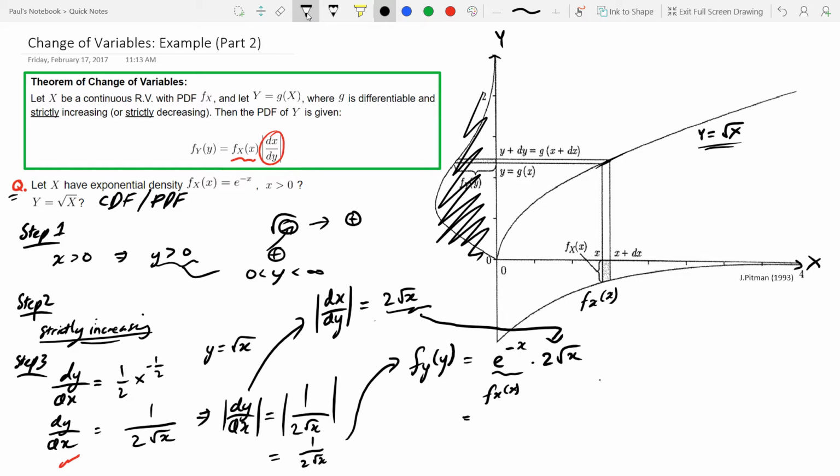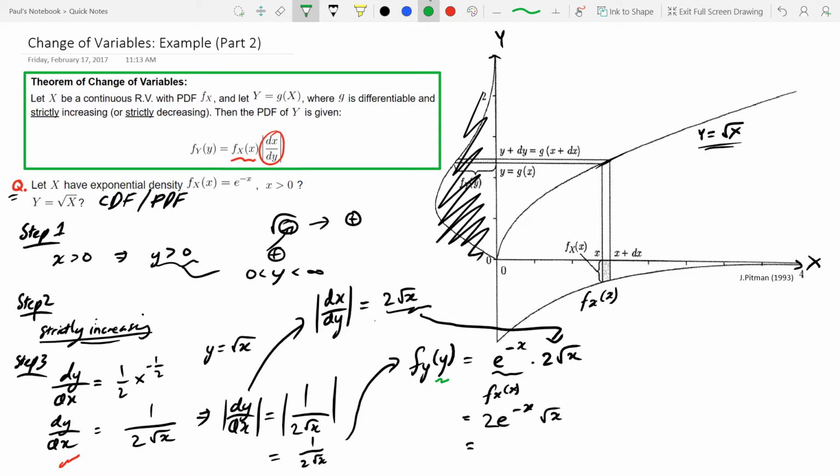Okay, so notice that our almost final product is this: 2e^(-x) times x times square root of x. This is not entirely what we want, because we want the function itself to be in terms of y, not in terms of x.